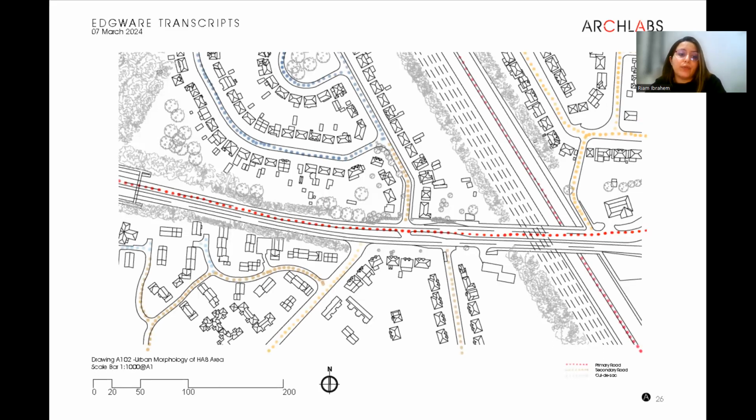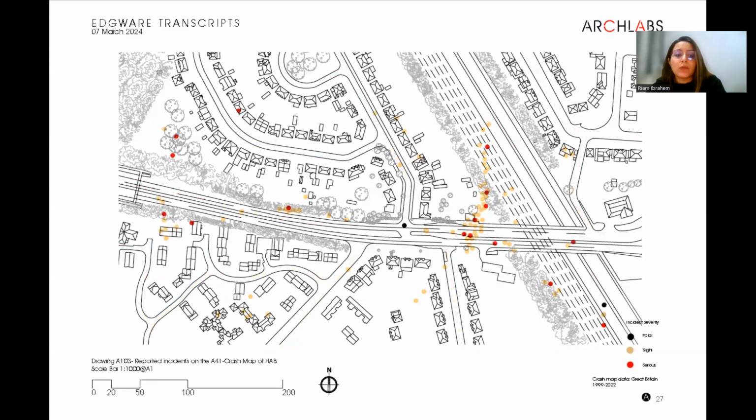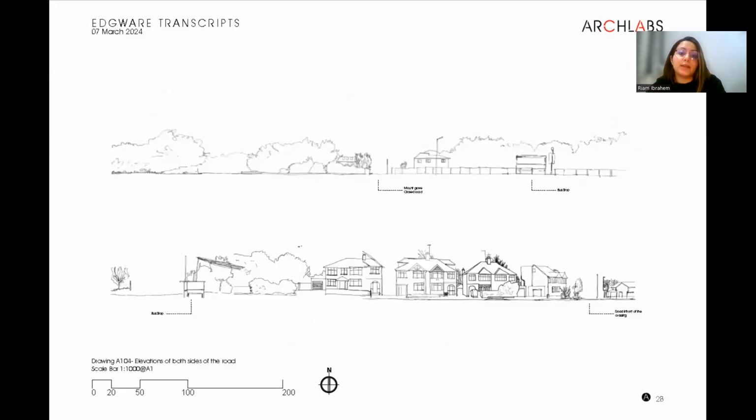I did look at the urban morphology of this area specifically. So I'm showing the primary road, which is the red one, secondary road, and other details. There is a report of incidents on the A41 from a crash map website, crashmaps.co.uk, and it is not very detailed, but obviously there are accidents that happen on this road. So this matters to the project.